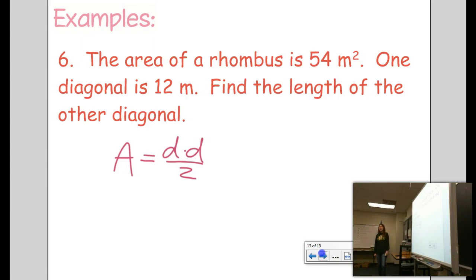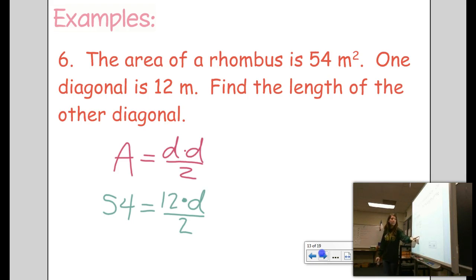Wait, do you have to undo 54? 54 is the area. So instead of the letter A, I'm going to write 54. What else do we know? One diagonal. 12 is one of those D's. Instead of one of the D's, I put 12. So all I did was write my area formula, and I plugged in what they handed me. I haven't done any math yet. Zero math. Let's go ahead and do some math.